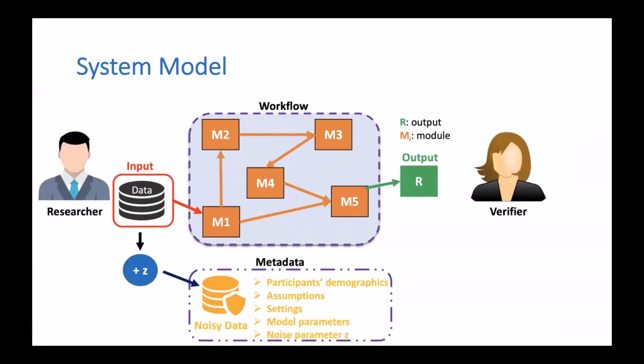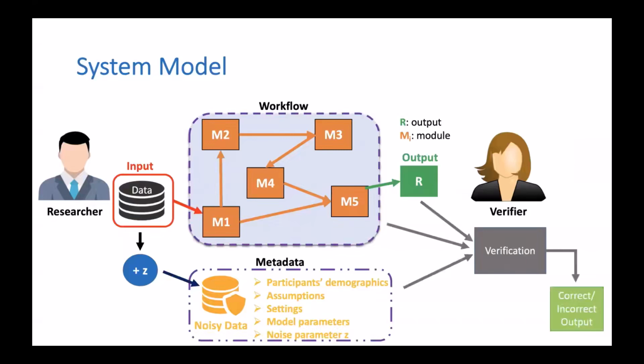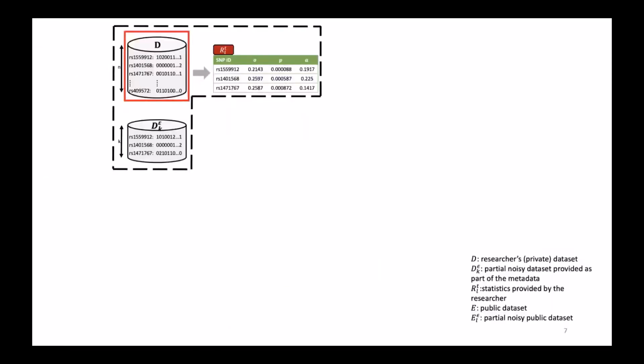The verifier has access to the workflow, its output, and metadata, and wants to check the correctness of the provided associations. On the other hand, the researcher wants to ensure that the vulnerability of the dataset participants to genomic privacy attacks does not increase due to the provided metadata. We assume an honest researcher that uses a legitimate dataset and that may unintentionally provide wrong results as the output of GWAS. We use a toy example to describe how the verification of received statistics is done by the verifier.